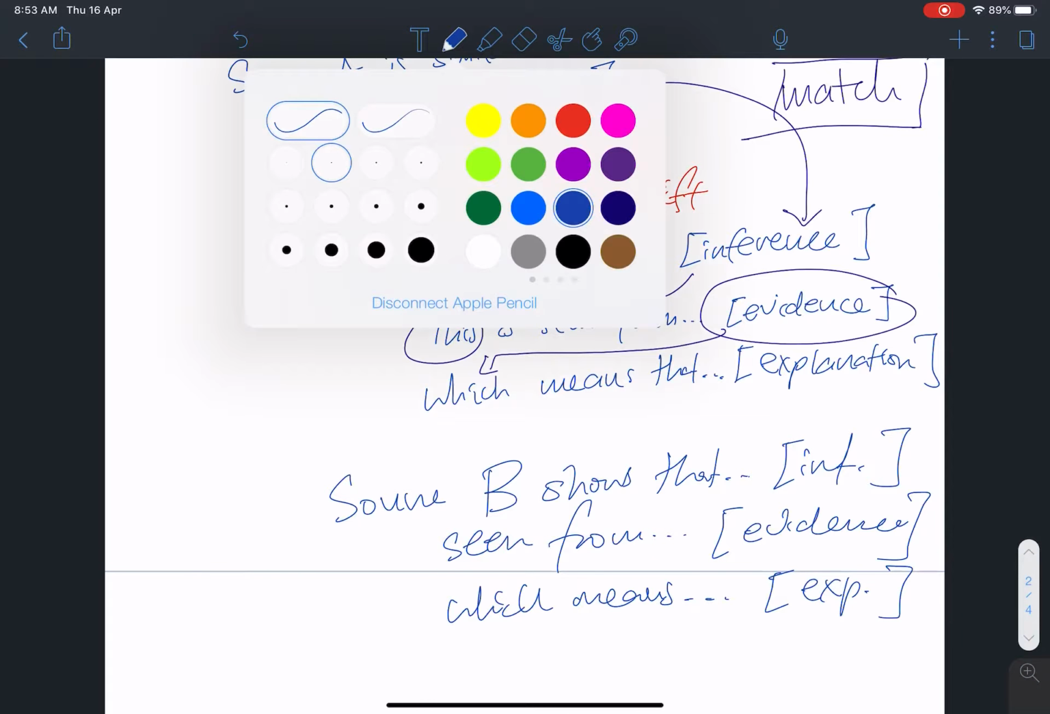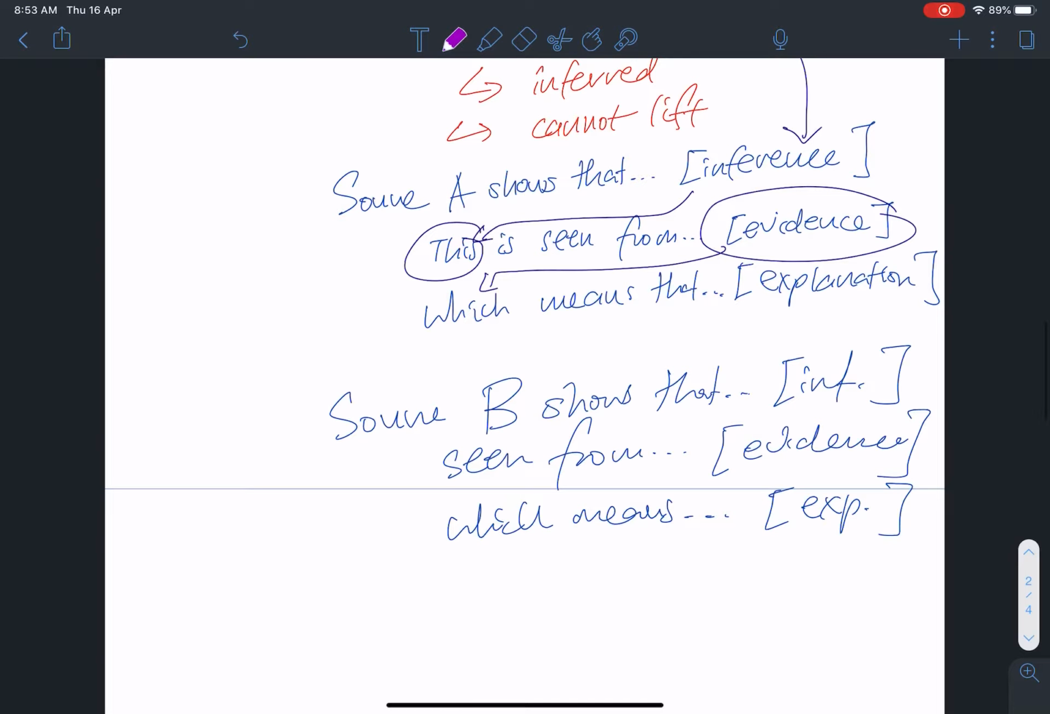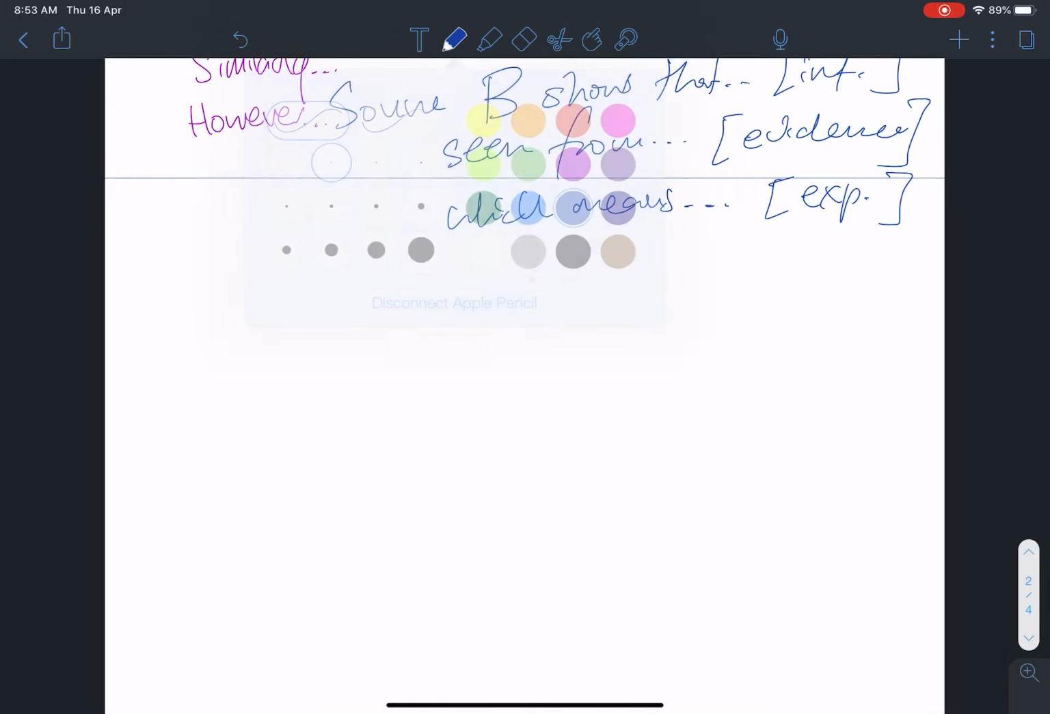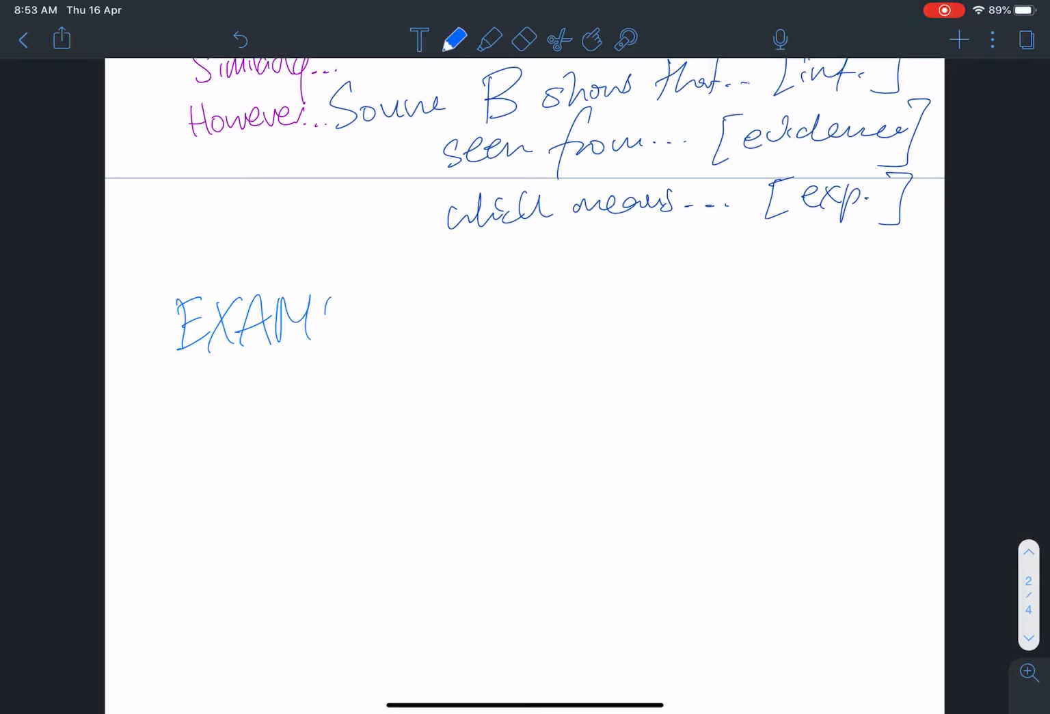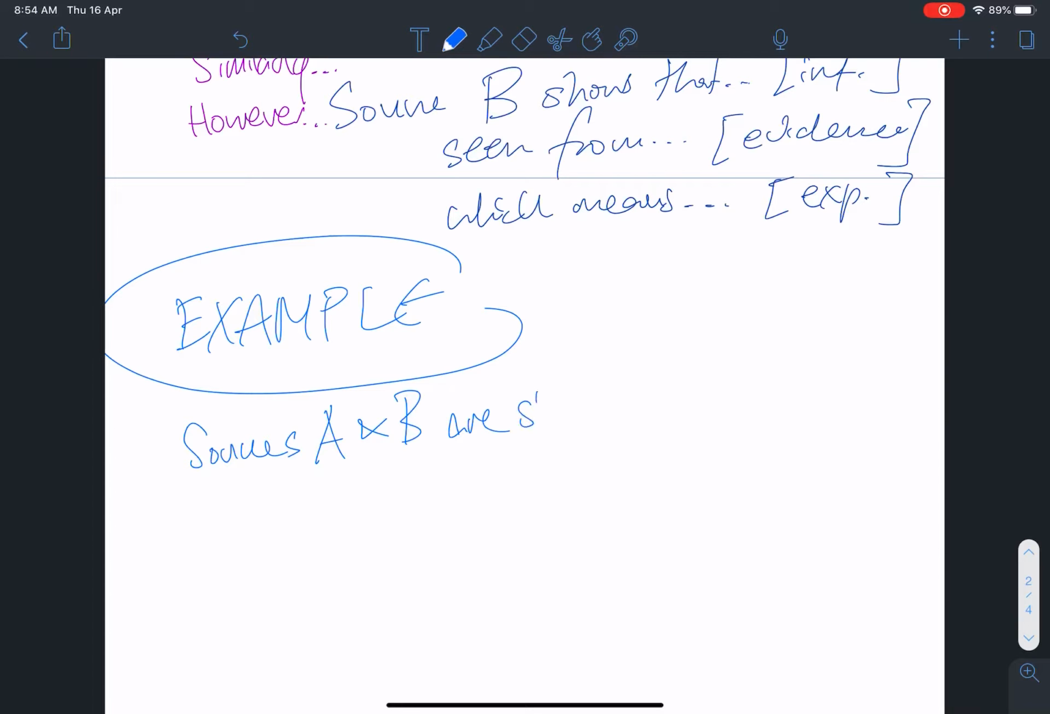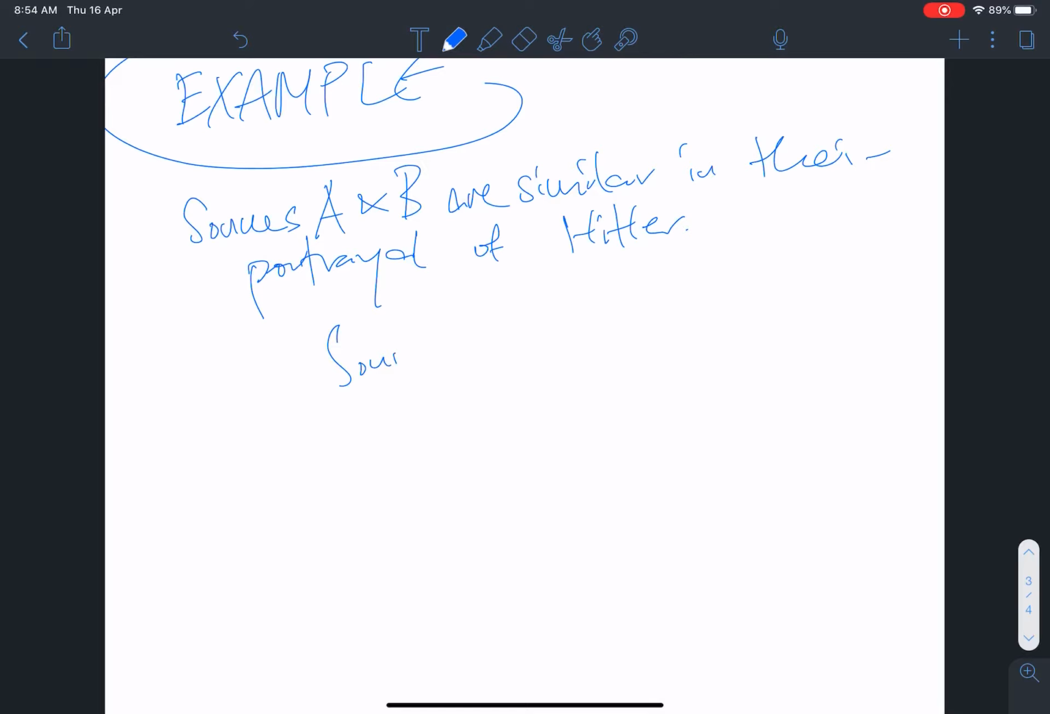Okay, I just want to point out something important. Let me use a different color. If it is similar, I could use similarly, or if it is different, I would say however. Let me give you an example. If I say sources A and B are similar in their portrayal of Hitler, source A represents Hitler in a positive light.